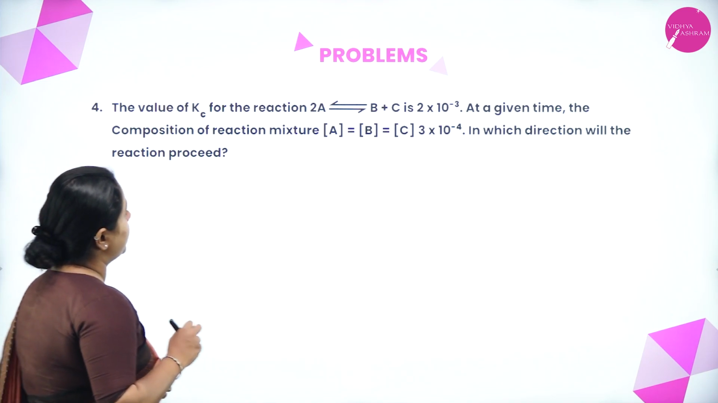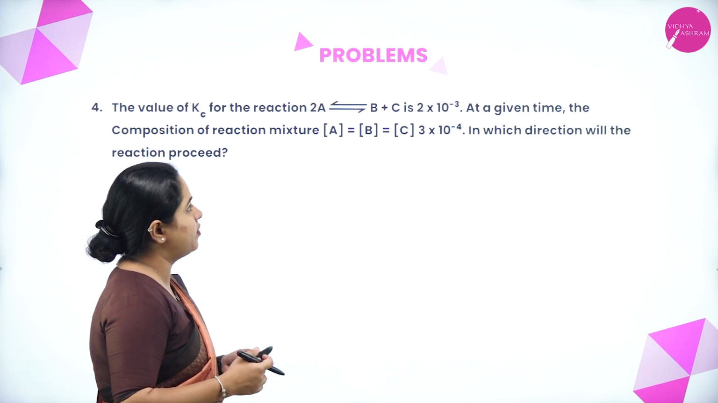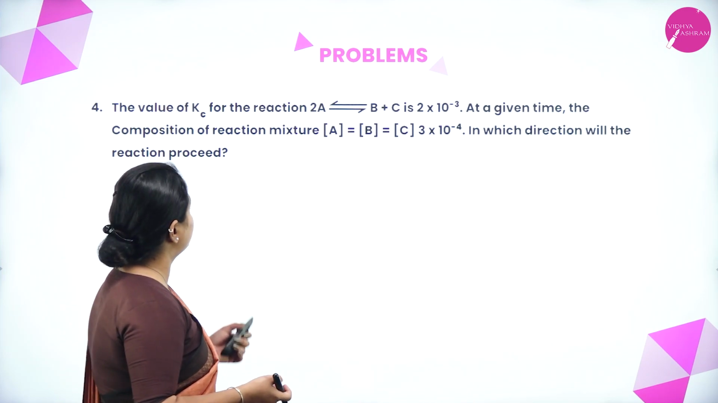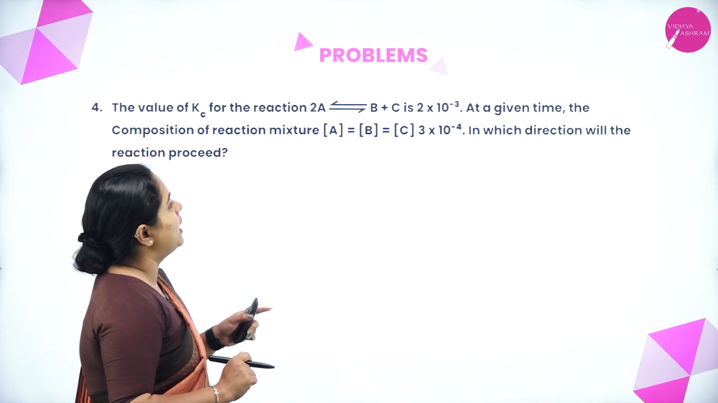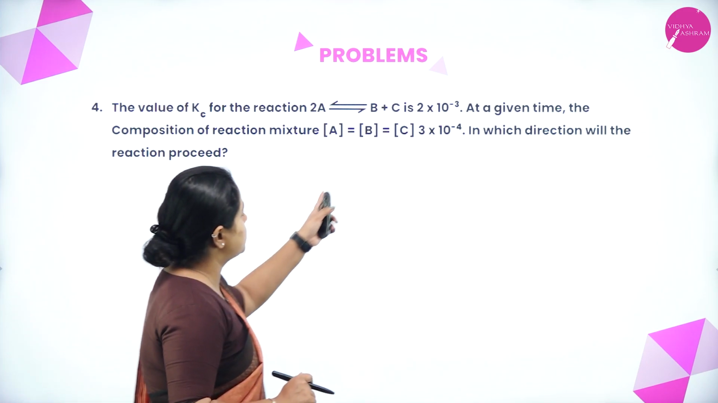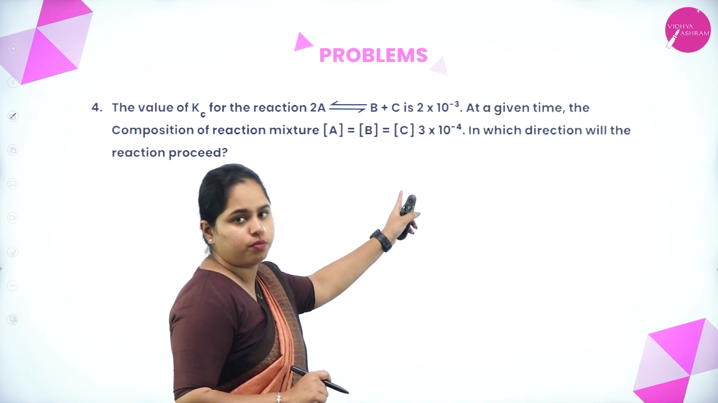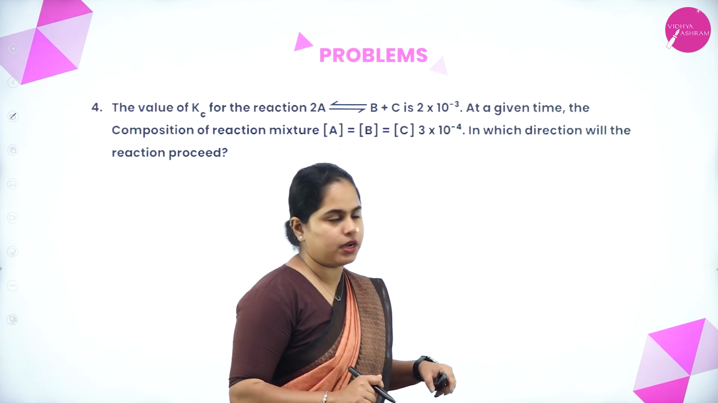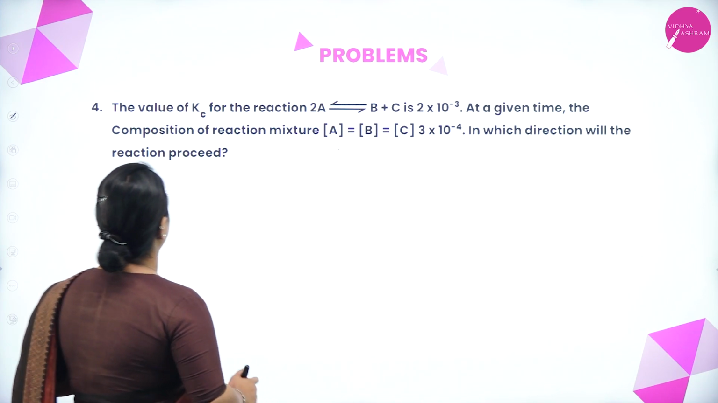The value of Kc for the reaction 2A giving B plus C is 2 into 10 to the power minus 3. The value of Kc is already given, right? At a given time, the composition of the reaction mixture, that is the concentration of A, the concentration of B, as well as the concentration of C, is equal to 3 into 10 to the power minus 4. In which direction will the reaction proceed?